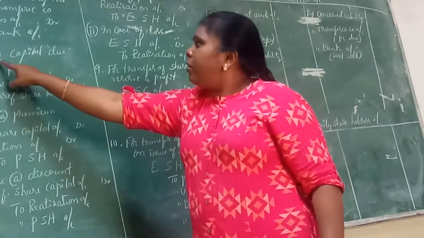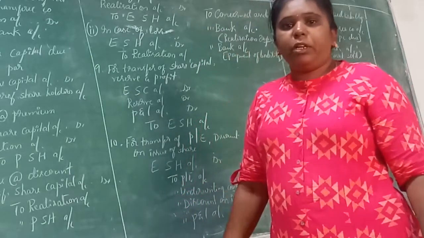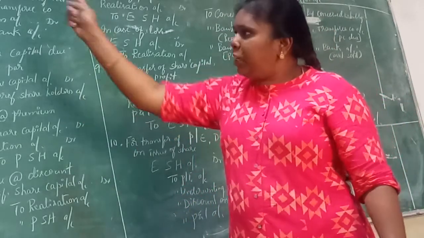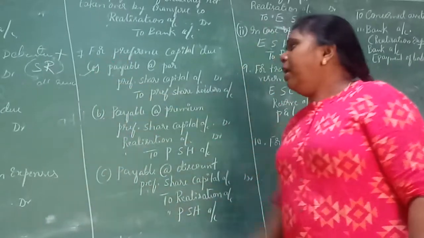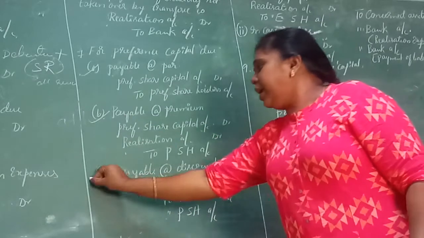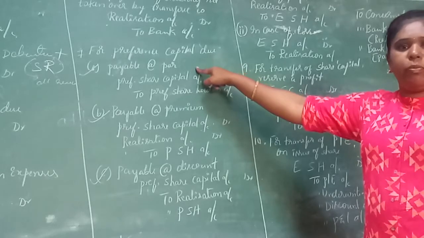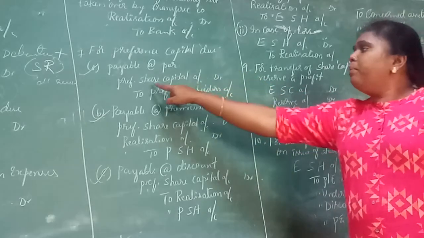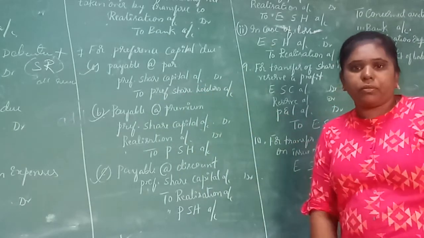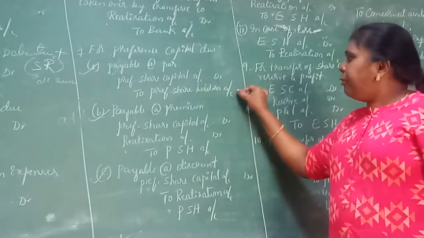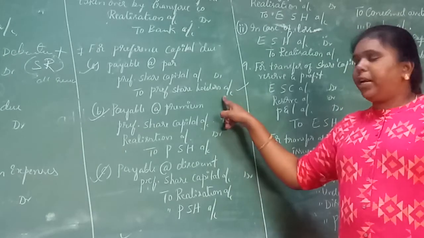Next one, preference capital due. If any preference share capital is payable by the transferee company to the transferor company, that capital may be payable at par, at premium or at discount. If payable at par, meaning equal to the nominal value of the preference share capital, journal entry, preference share capital account debit to preference shareholders account. If necessary, you have to prepare the preference shareholders account. It is not compulsory, but you have to write the journal entry.